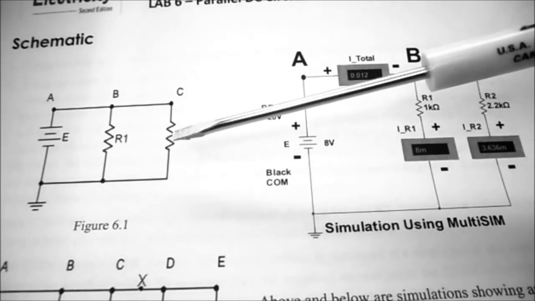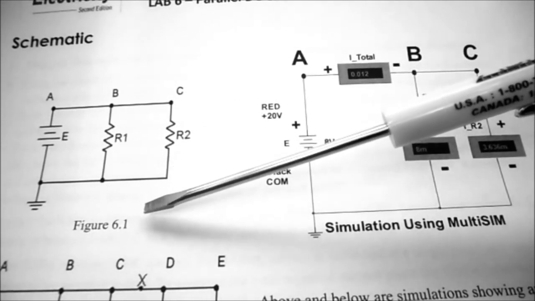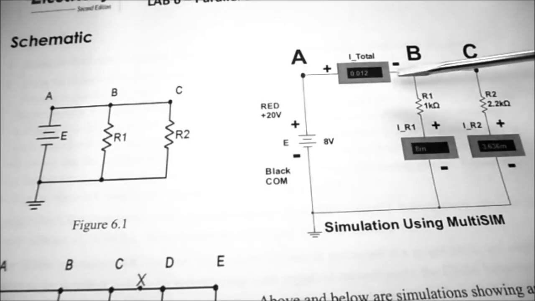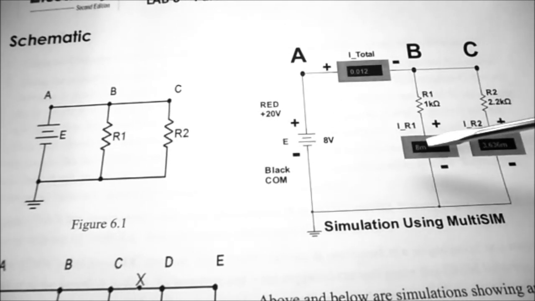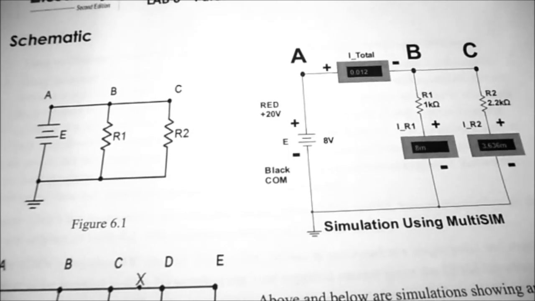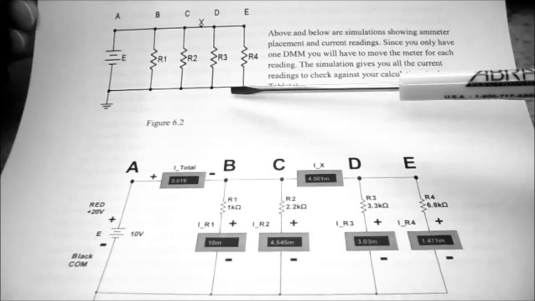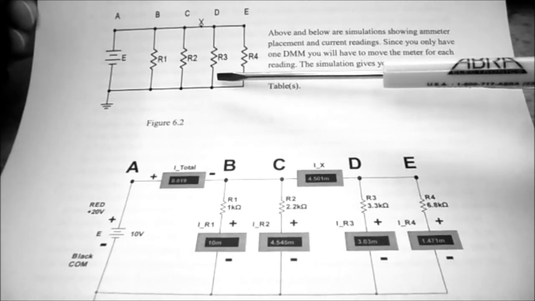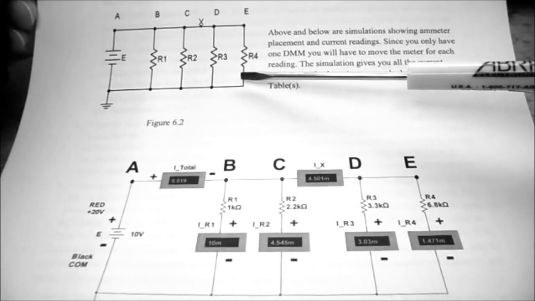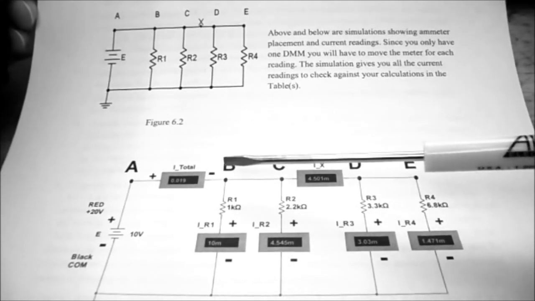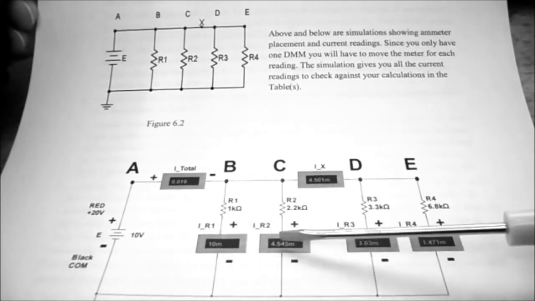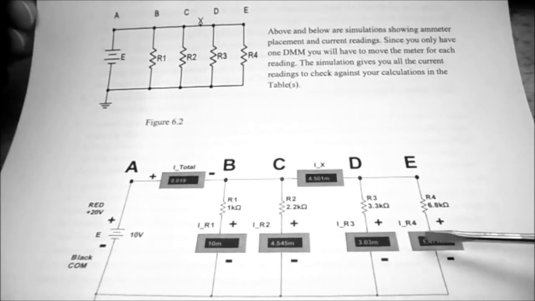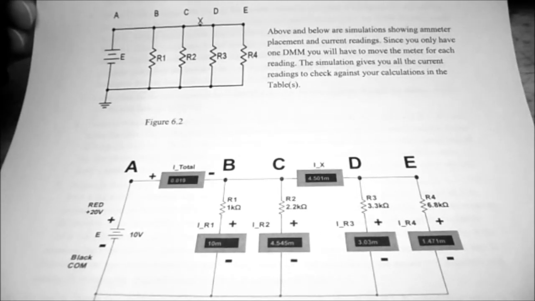So we're going to build two circuits today. The first circuit is figure 6.1, and I've gone out on Multisim and done a simulation so that we know what kind of numbers we can expect to see when we do our calculations. Figure 6.2 is our second circuit, and you can see it's just a larger version of our first circuit. And I've given you a simulation. This was done in Multisim, and I've put all the ammeters in the circuit so that when we do our calculations we can see if we're close or not.